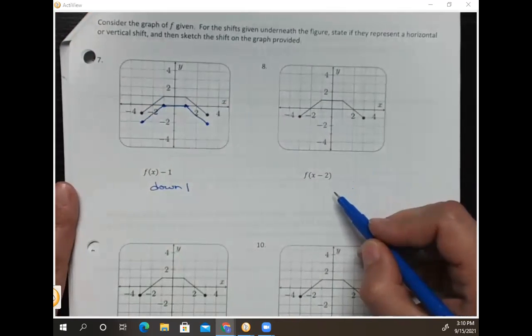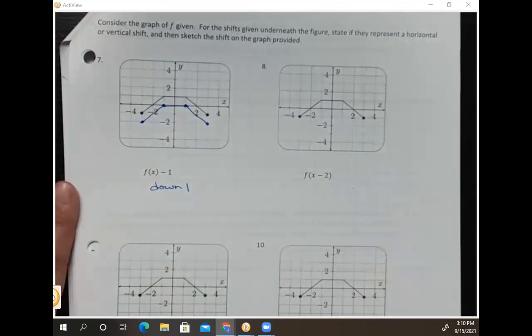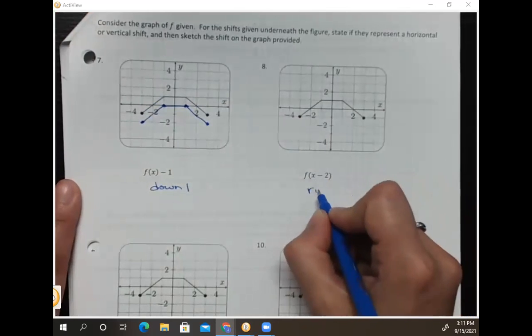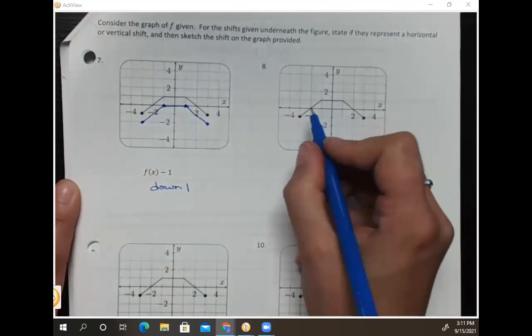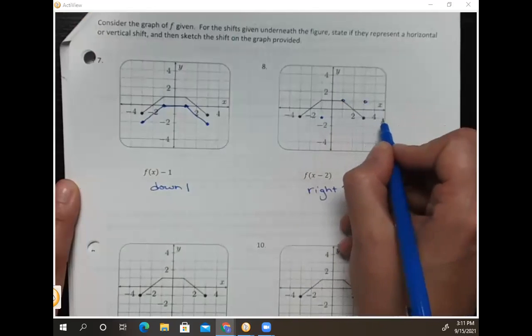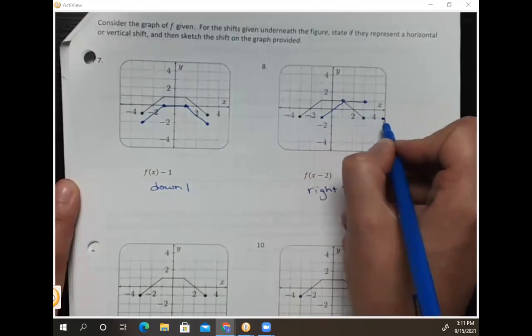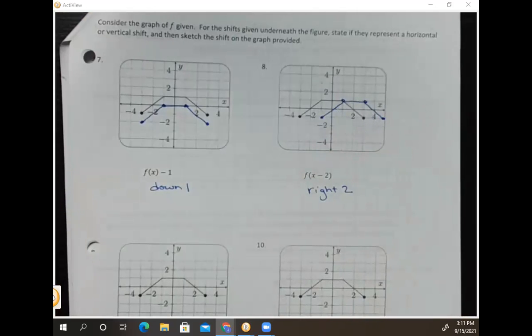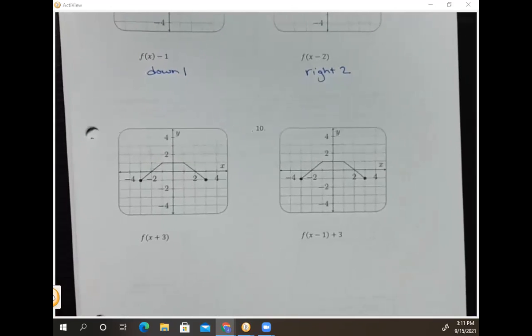Now, how about number 8? How are we going to move that one? Yeah, to the right 2. So every point on the graph moves to the right 2. You guys try 9 and 10 with our last couple minutes.